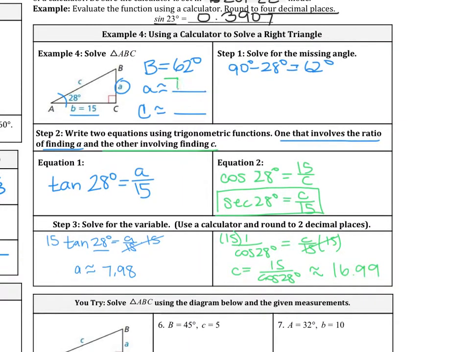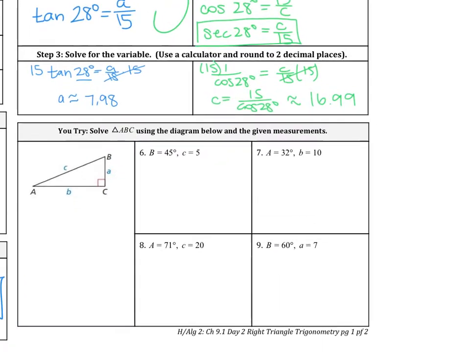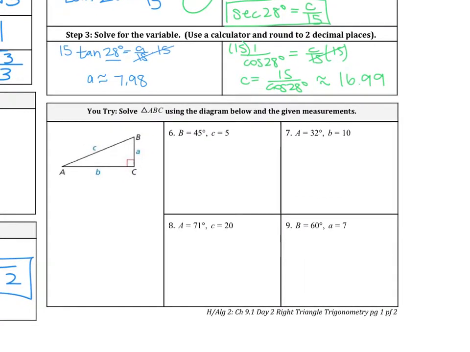So now we have solved the triangle, right? So I can put the answers. A is 7.98 and C is 16.99. So now you're going to go ahead and practice solving for the triangles. Use the diagram below to help you with finding these pieces, and pause the video, and when you come back, I'll have the answers for you. What you want to do is go ahead and round to 2 decimal places, if you need to.